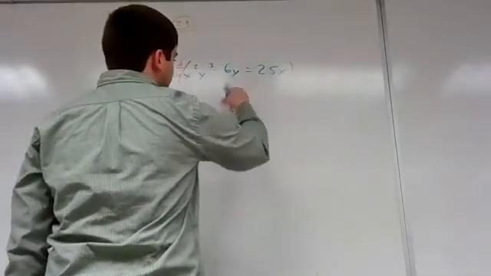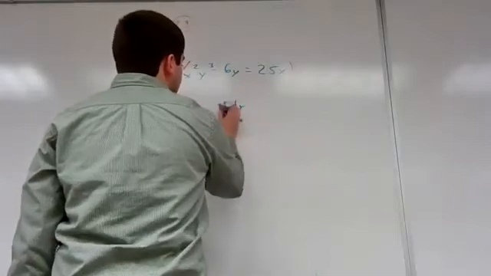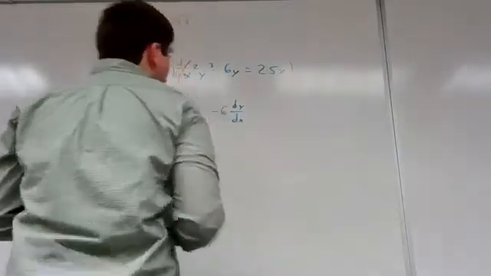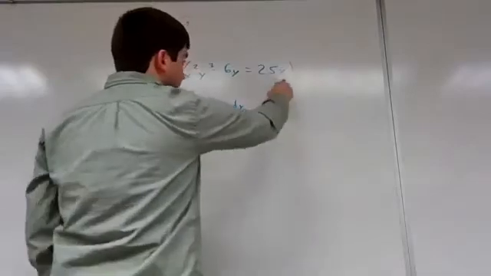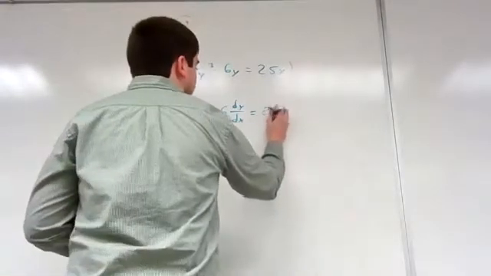So then I'm just going to be left with 1, but then I have to multiply by dy over dx, right? Since it's not x. So we have minus 6, okay? And then this is equal to the derivative of 25x. That is just x, so it just becomes 1. So we're left with 20.